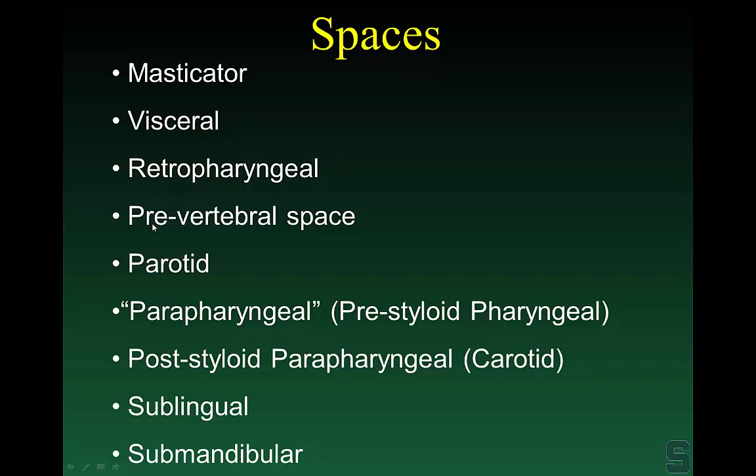The pre-vertebral space is the spine. Parotid space is self-explanatory. The parapharyngeal space is just next to the pharynx. The carotid space contains the carotid artery. The sublingual space is below the tongue, and then that space below the mandible is the submandibular space.